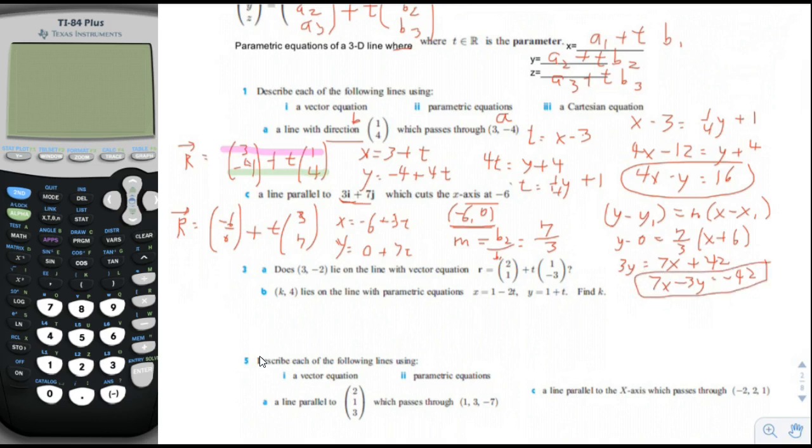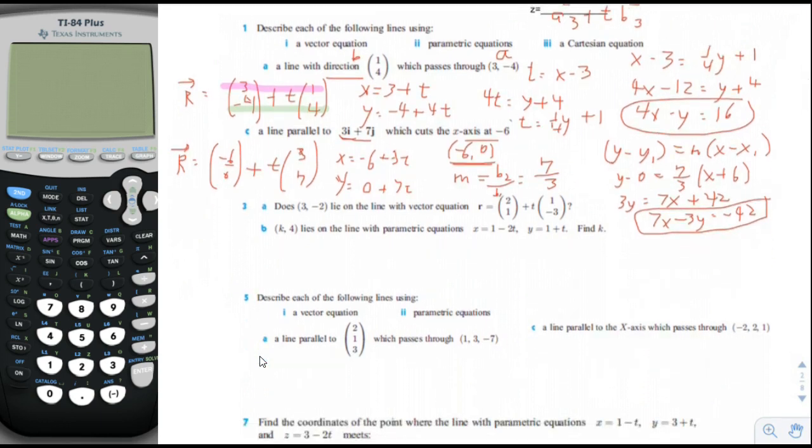Okay? Does 3 comma negative 2 lie on the line with vector equation r equals 2, 1 plus t times 1, negative 3? Okay. There's a couple ways we could do this. Let's do the most simple, which is we could substitute 3 comma negative 2 in the equation and see if there's any t which makes that true. Okay, so we'll put 3, negative 2 equals 2, 1 plus t times 1, negative 3, right? And then we'll just check to see, is there any value of t which makes that true?